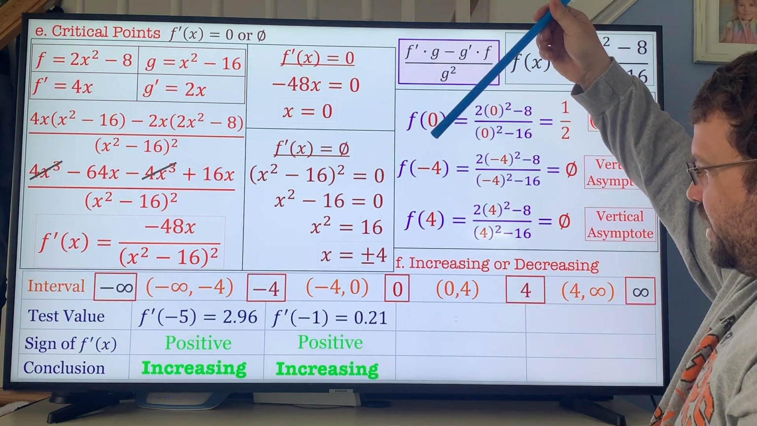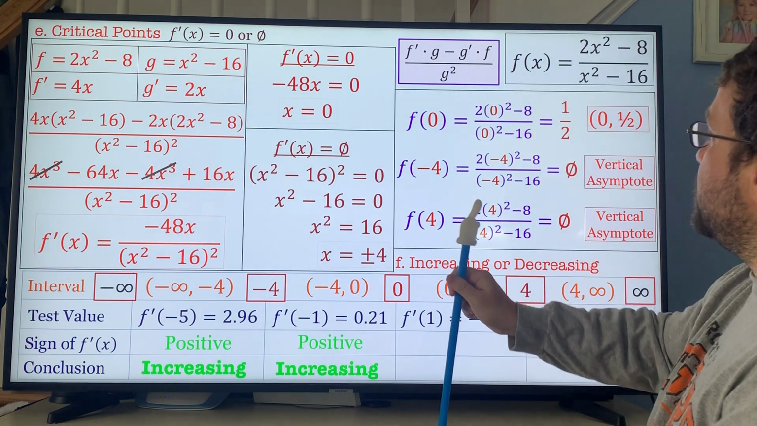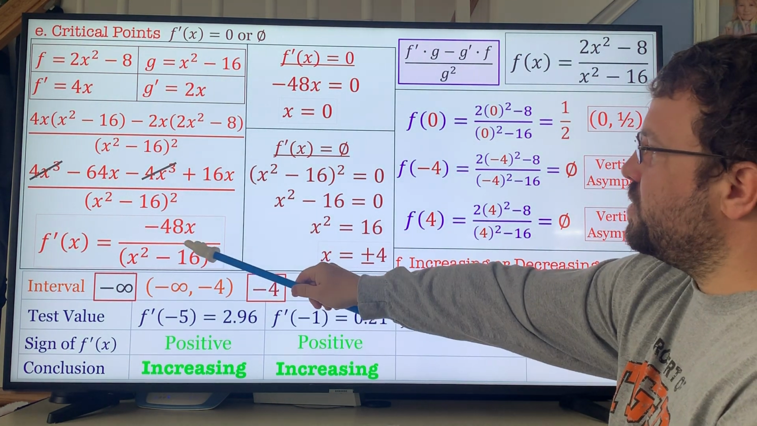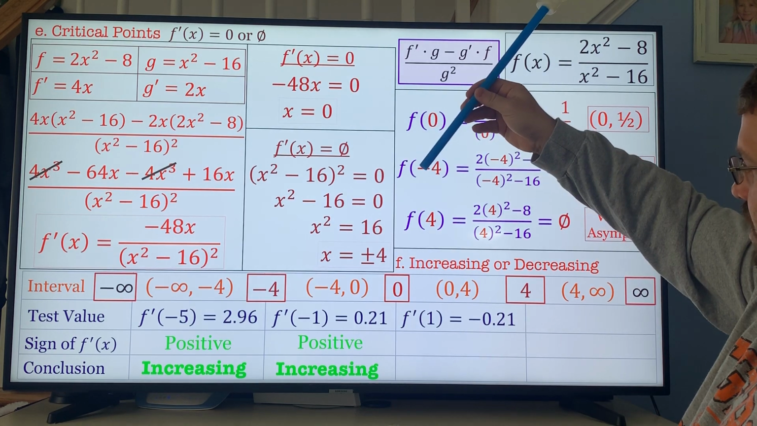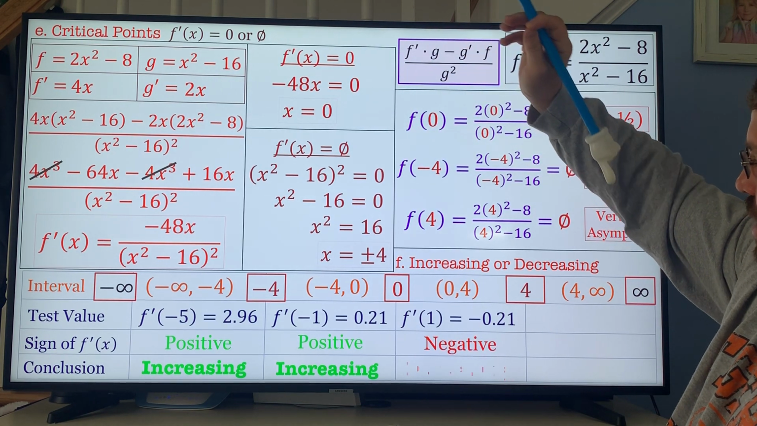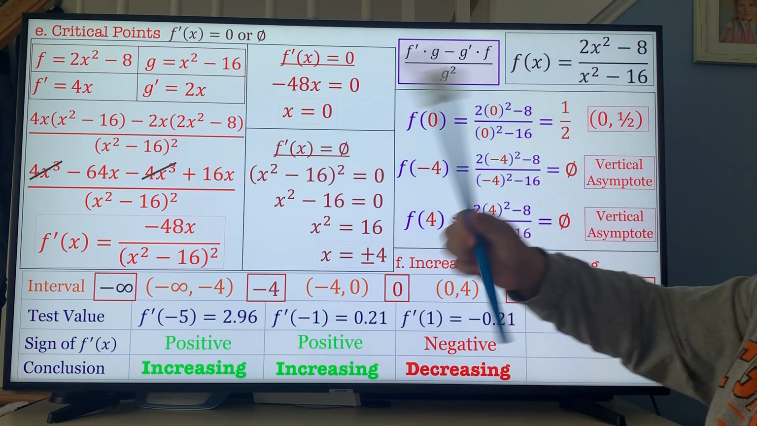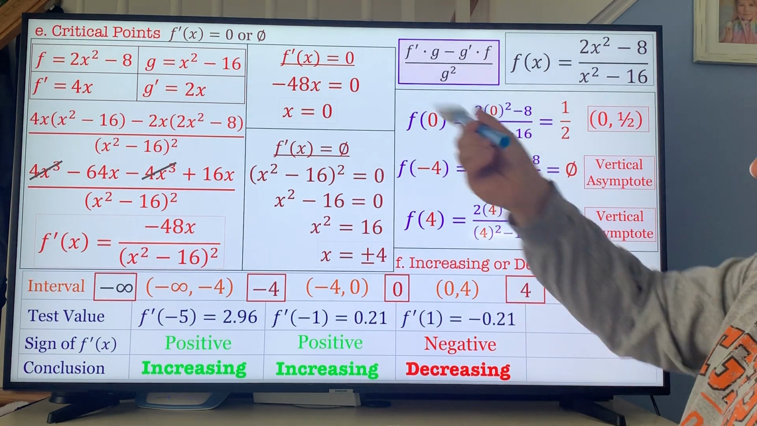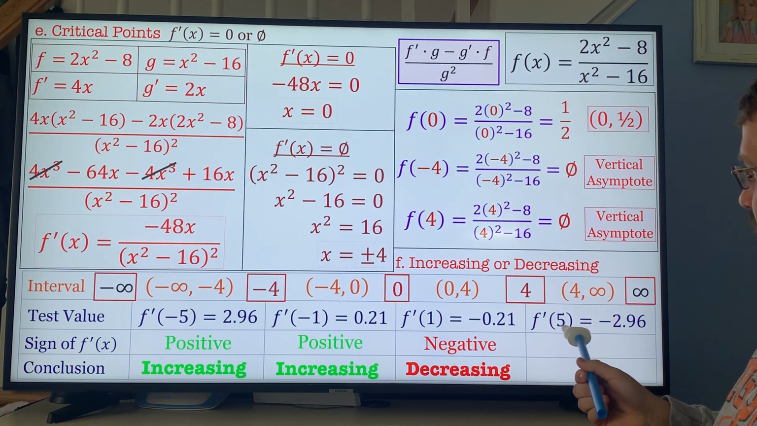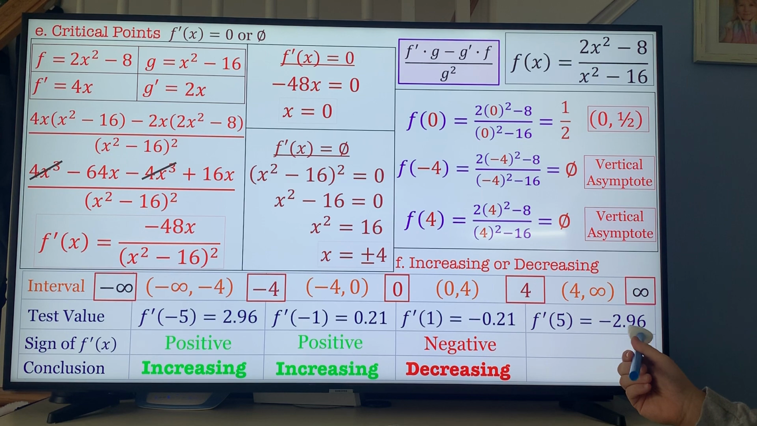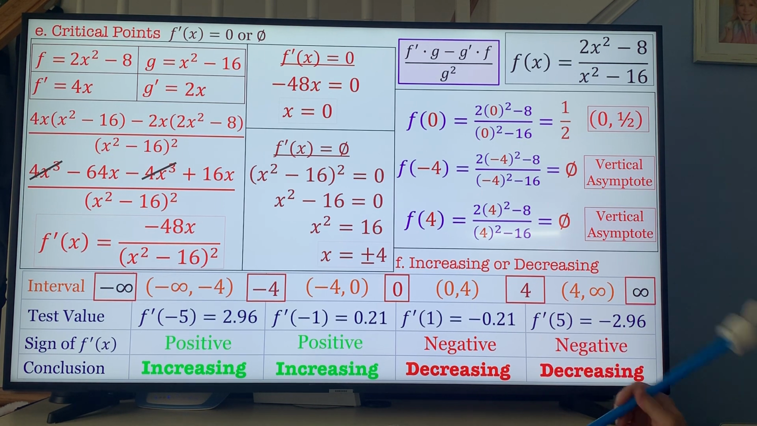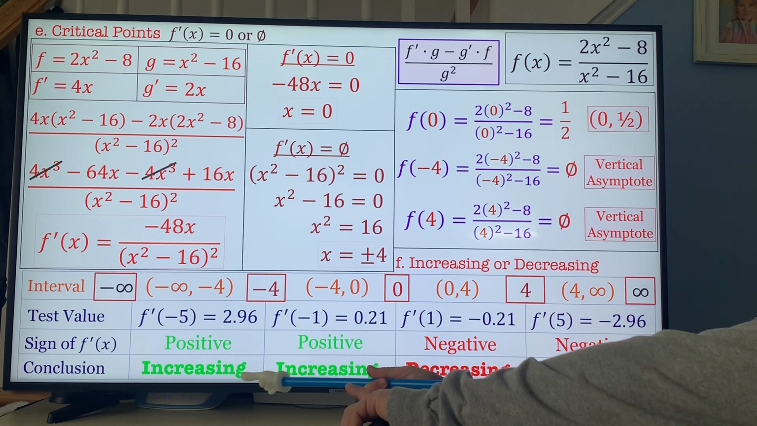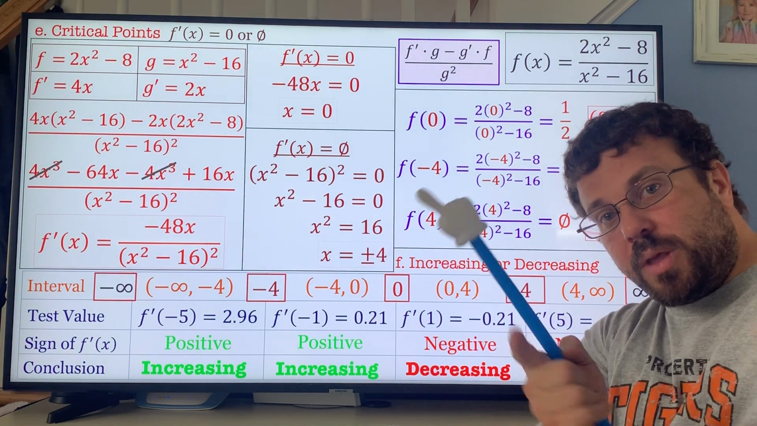Until it gets to this point right here, you pick 1 and plug it into this equation right here. After you plug 1 in, the graph is going to go down. So at (0, 1/2), it's going to start decreasing. So it's going to increase, increase, decrease, and then I bet this is going to be decreasing. It's always symmetrical. Yep, look at that. Negative and decreasing. So hopefully you got increase, increase, decrease, decrease. And if you didn't, go back and check your work.